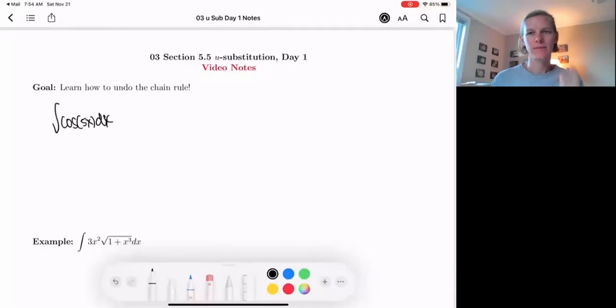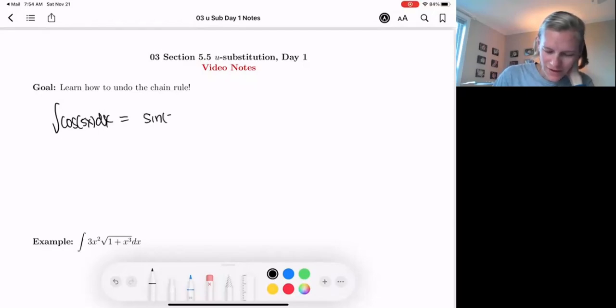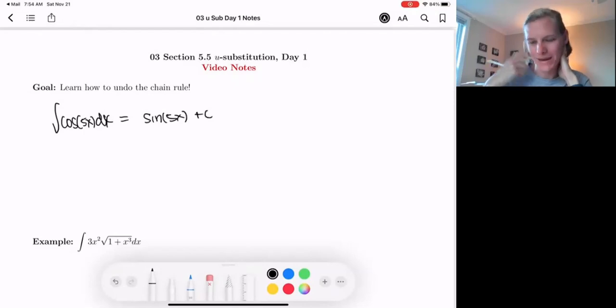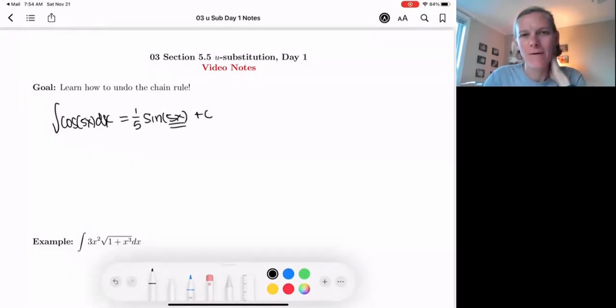Our goal today is to learn something called u-substitution. What u-substitution will allow us to do is find indefinite integrals and undo the chain rule. So if you think about that example that we saw at the end of class last time, we had cosine of 5x. When we tried to anti-differentiate or integrate this, we thought that maybe sine of 5x would be the answer, but when we checked our answer, we saw that wasn't quite right because of this 5x inside, so we really needed a 1/5 out front here.